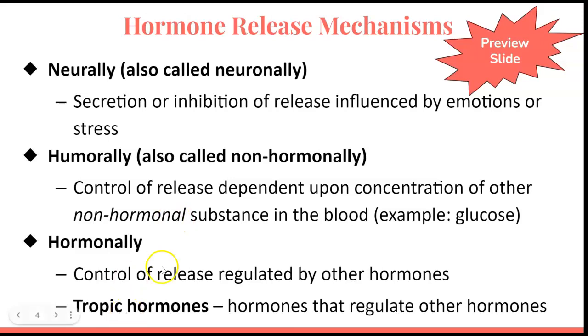And so the last one is hormonally. This is the control of the release or inhibition of a hormone by another hormone. So we'll learn a little bit more about that. And the hormones that actually regulate, so either cause the secretion or stop the release of other hormones, are called tropic hormones. We'll learn a little bit more specifics as we go on.